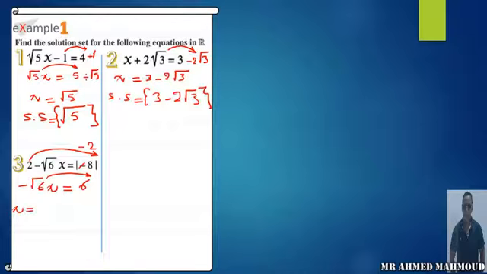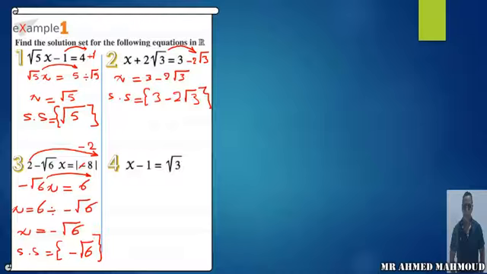x equals negative 6 divided by negative root 6, which is equal to root 6. Then the solution set equals root 6 between the two braces. Okay, the next one.